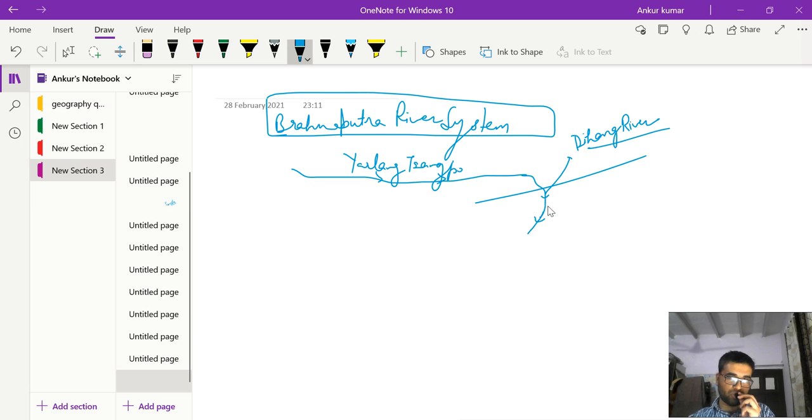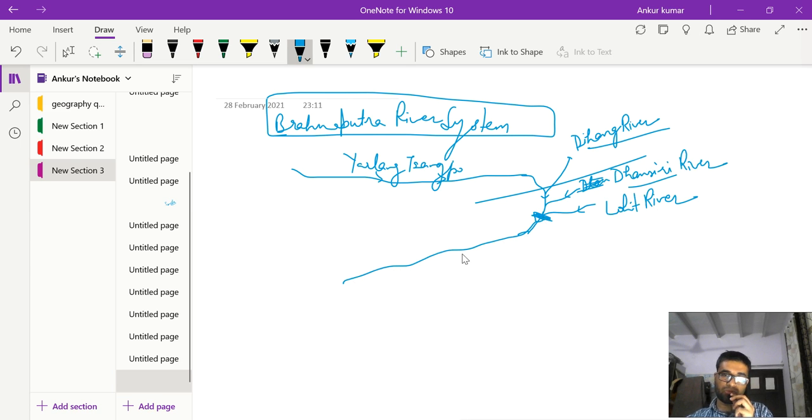And the two left bank tributaries of the Dihang River which join it, number one is Dhansari, another is the Lohit. So this is Dhansari River, and this is Lohit River. Then from here it enters into the plains of Assam, and henceforth it is called the Brahmaputra.